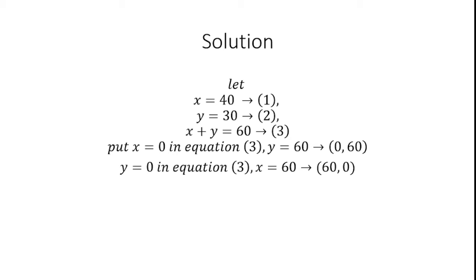For that reason, I put x is equal to 0 in equation 3. From this I get the point y is equal to 60. And then I put y is equal to 0 in the same equation 3, and I get x equal to 60. So from equation 3, I get two arbitrary points, x comma y, which are 0 comma 60 and 60 comma 0. Likewise, I got the 2 points.